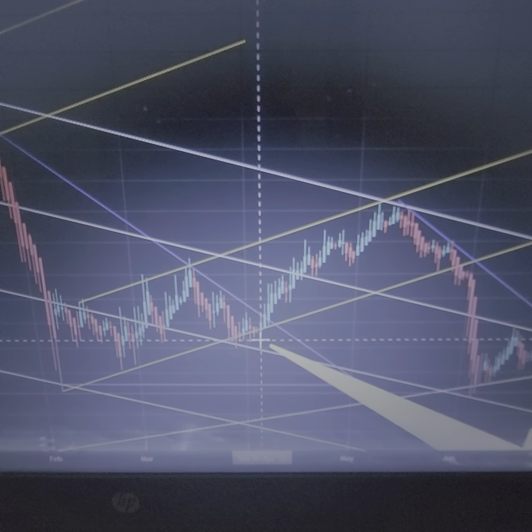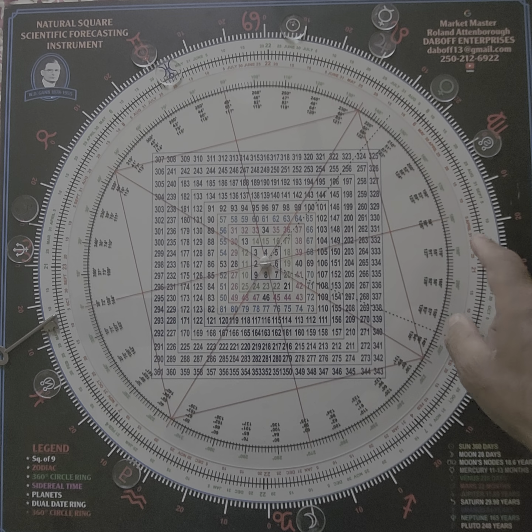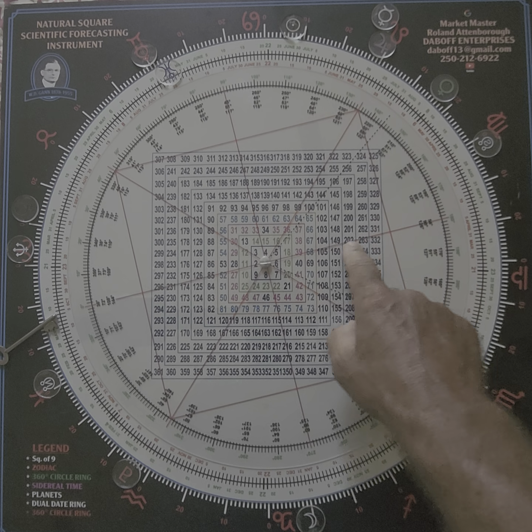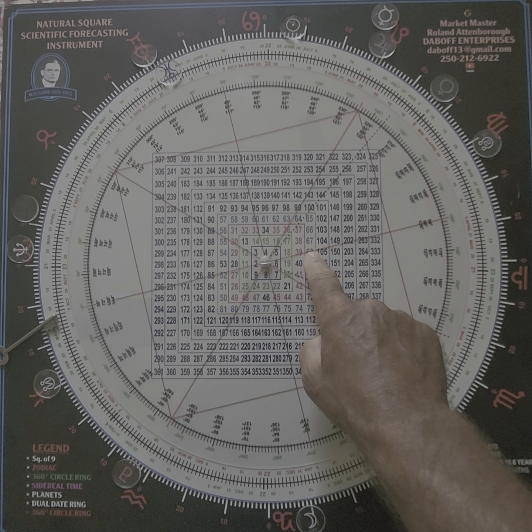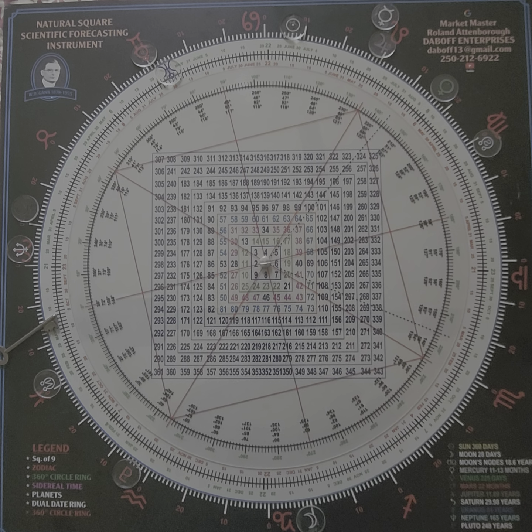So 68 on our square agrees strongly. There again, recapping, this is our April 6th, and here we are on this angle of 68 on this octave here. So you can see how powerful this tool is.